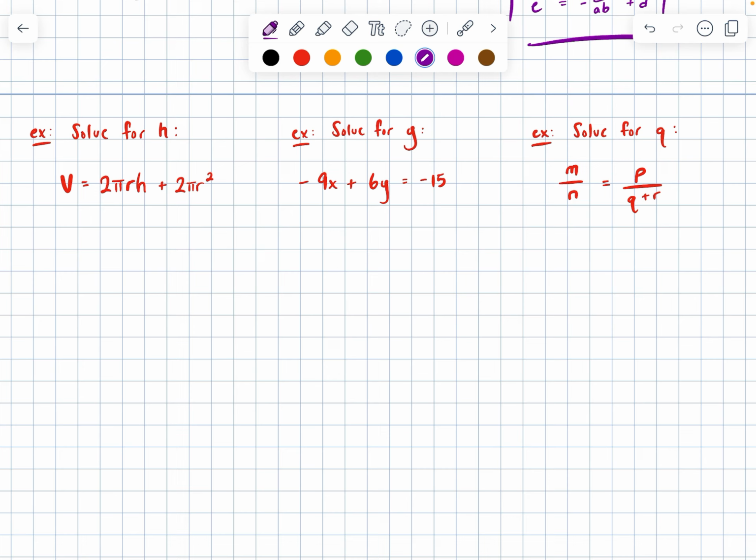And stop. So v equals 2 pi rh plus 2 pi r squared. In this case, this is a formula for volume. I honestly am so sorry. I don't remember what formula for volume it is. I promise I'm a good math teacher. So v equals 2 pi rh plus 2 pi r squared.